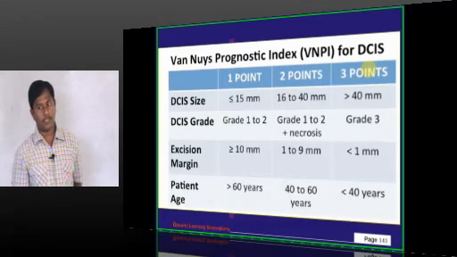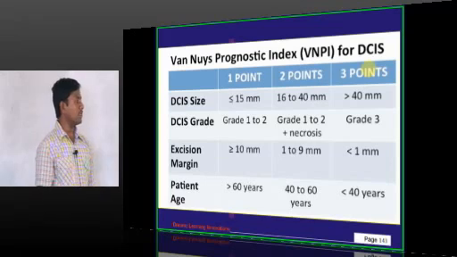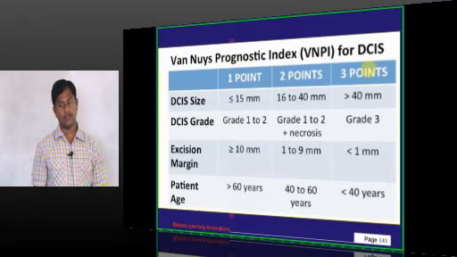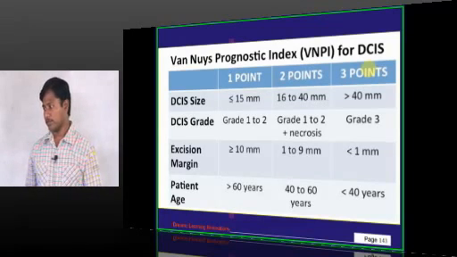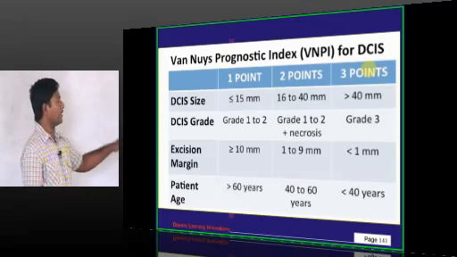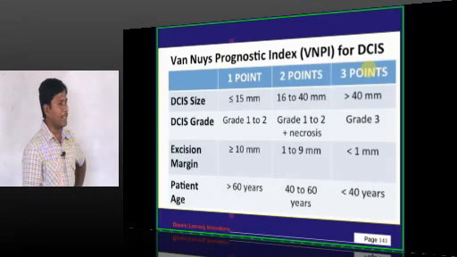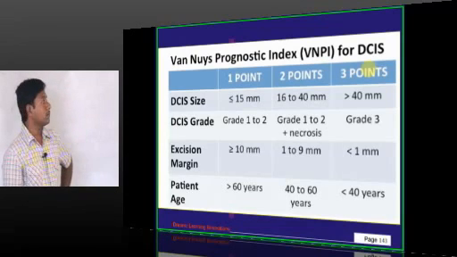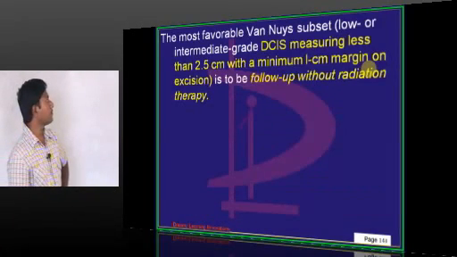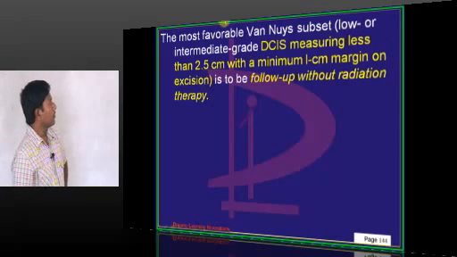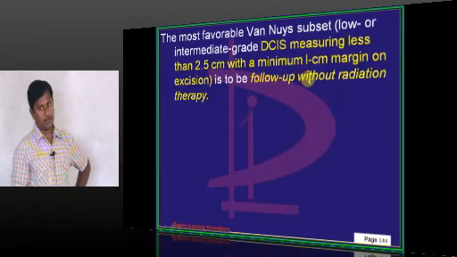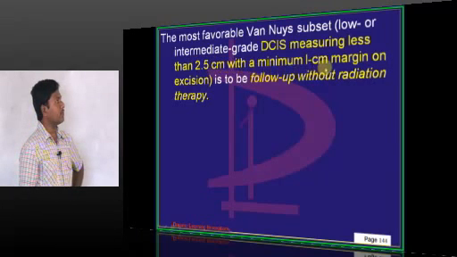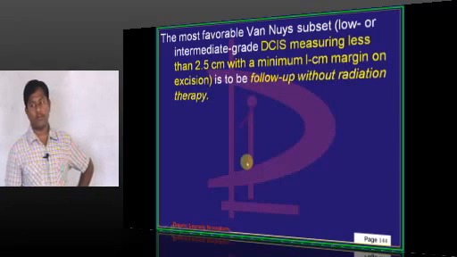The size, grade, the margins of excision and the patient's age. These are the factors used in the VNPI, at least remember these. DCIS measuring less than 2.5 centimeters with a minimum 1 centimeter margin is favorable prognosis.